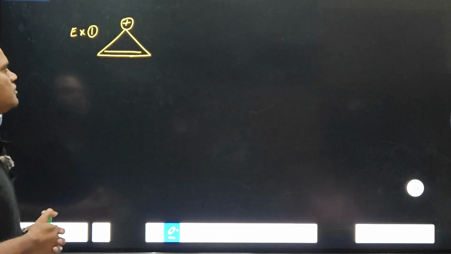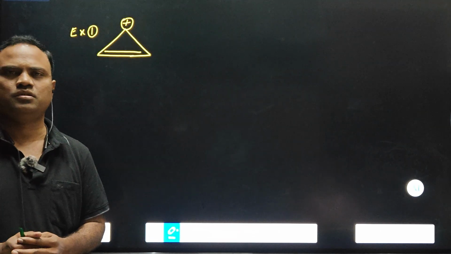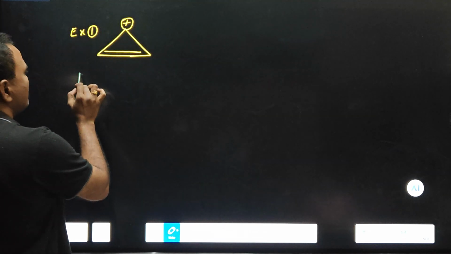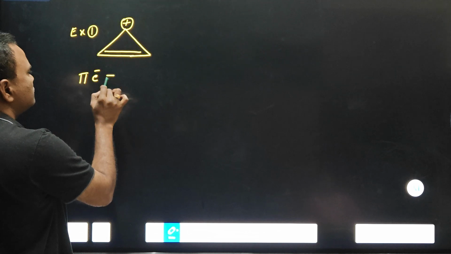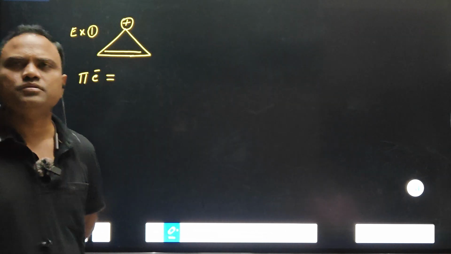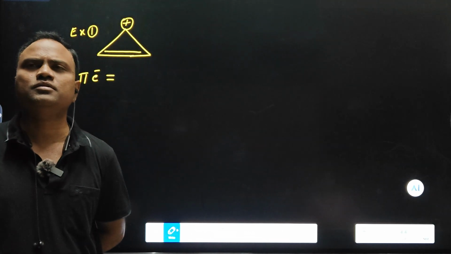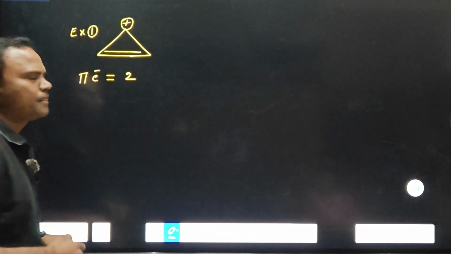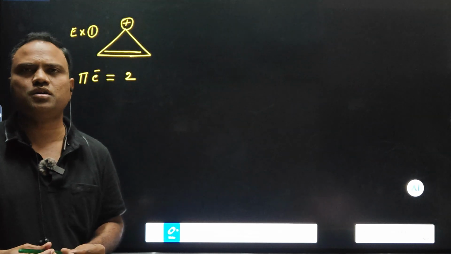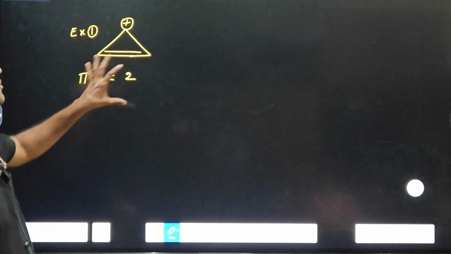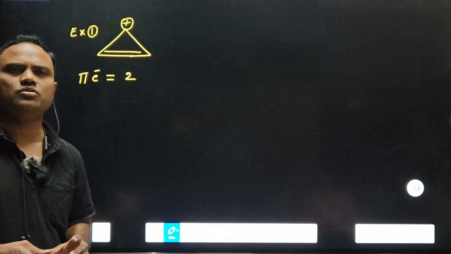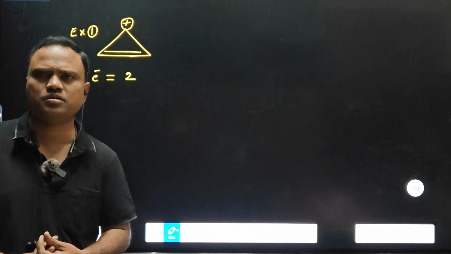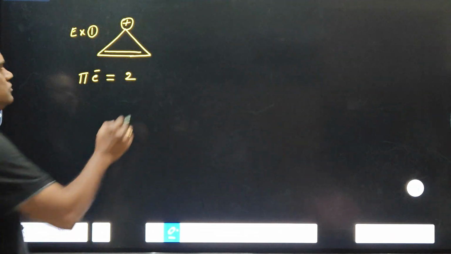Let us see whether this is aromatic or anti-aromatic. See the procedure. First, what do we have to do? Write the pi electrons. How many pi bonds are present here? 1 pi bond. 1 pi bond means 2 pi electrons. First we have to write the number of pi electrons in the given structure. Okay, we wrote the number of pi electrons. Next.